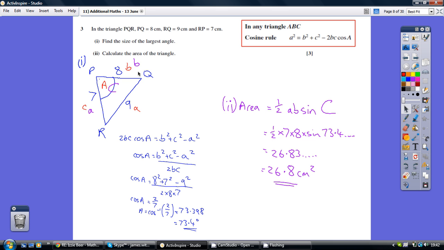And I've done that over here in purple. So C is the angle, little a and little b are the two sides either side of the angle. So we're now following the purple lettering. Substituting in, we get half times 7 times 8 times sin 73.4, which gives us 26.83, rounding to 26.8 centimetres squared to 3 significant figures.